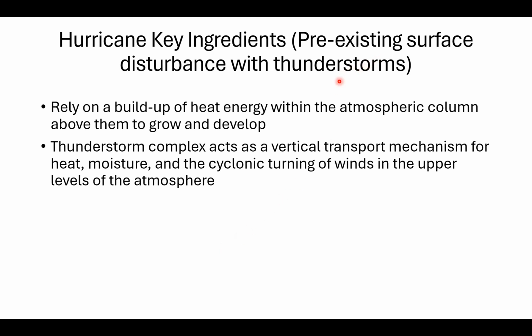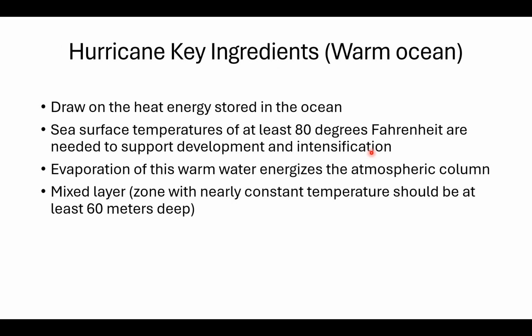First ingredient was a pre-existing surface disturbance with thunderstorms. All right, so relying on that buildup of heat energy within the atmospheric column above these thunderstorms to grow and develop further. The thunderstorm complex is going to act as a vertical transport mechanism for that heat and moisture from the very warm tropical waters. It's going to cause the air to rise within the atmospheric column, and you're also going to get some of that cyclonic turning, perhaps, of the winds in the upper levels of the atmosphere when you have this disturbance already existing in place with these thunderstorms.